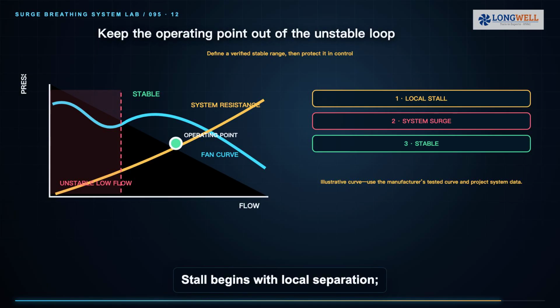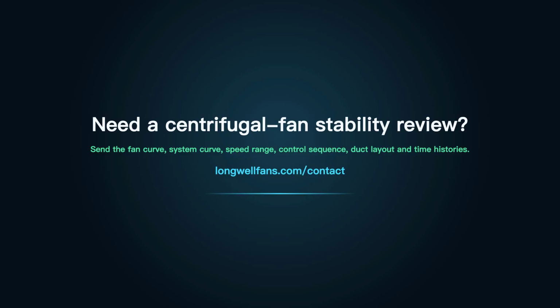Stall begins with local separation, rotating stall moves it around the wheel, surge is a system pressure flow cycle. Operating point and system storage connect them. For a stability review, send fan and system curves, speed range, controls, duct layout, and synchronized histories.